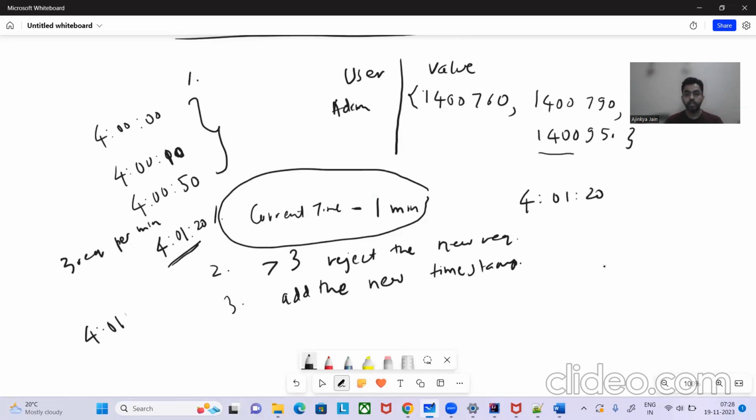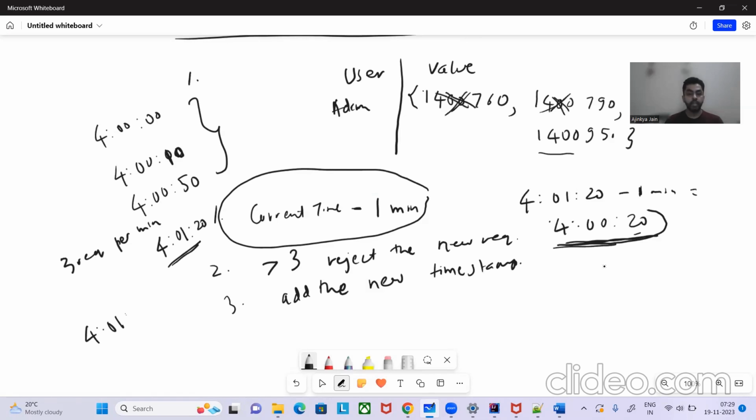If the new request had come at 4:01:20, minus 1 minute gives us 4:00:20. Anything older than this time will be removed. In our case, these two will be removed: one, this was 4 o'clock, and two, this was 4 o'clock, 10 seconds. It is older than this time, so these timestamps will be removed.